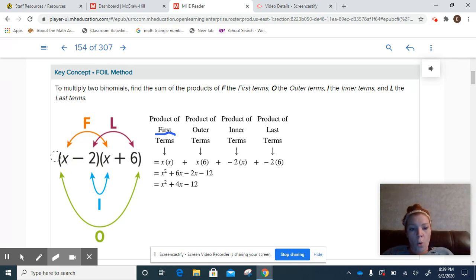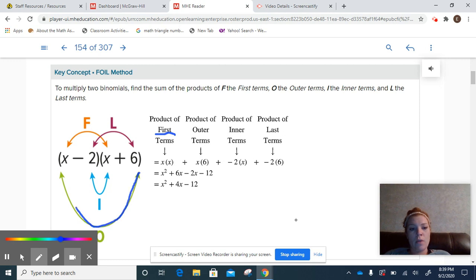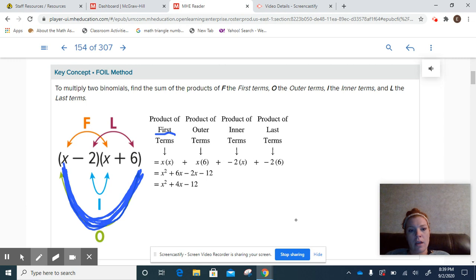Next would be O. So O stands for outer. So outer would be the two outside terms here, the ones on the first and the last one. So the X and the 6. Okay. So as you're going through these, make sure to spell out FOIL. And if you do it in the wrong order, like FLOI, it's fine, except for the fact that it's not going to be in standard form. It'll all be mixed up, so it'll be a little bit harder to see.